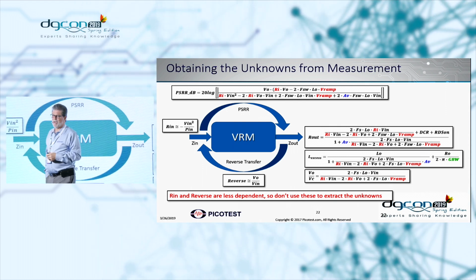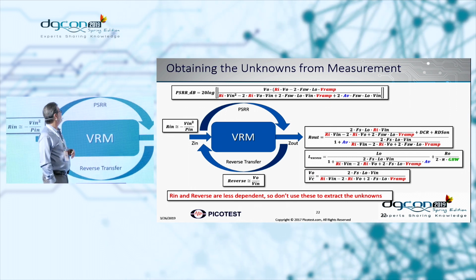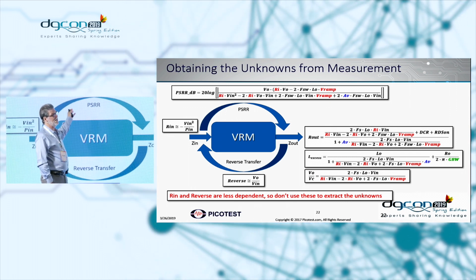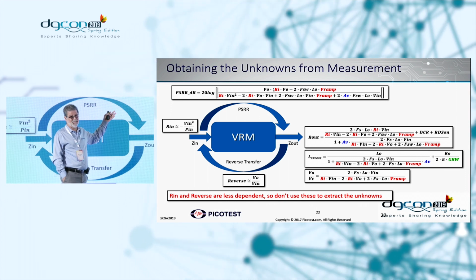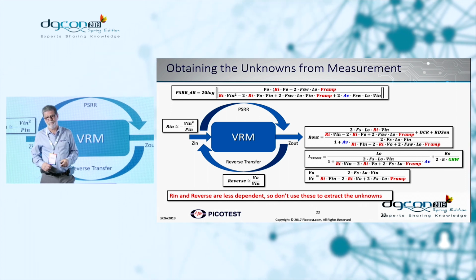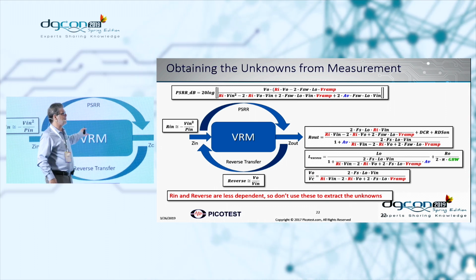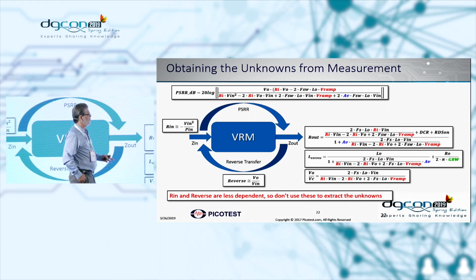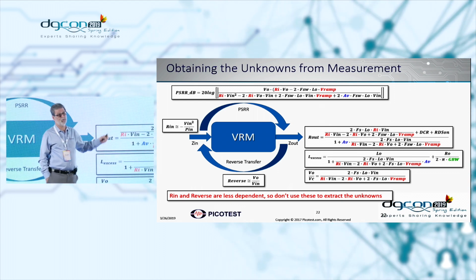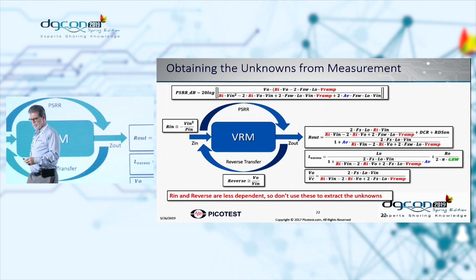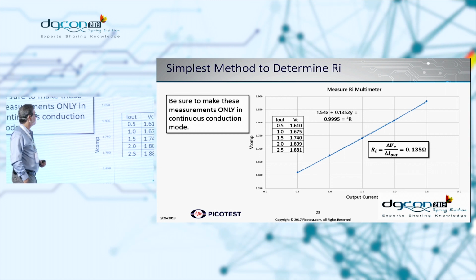I also like to use power supply rejection ratio, and the reason for that is that power supply rejection ratio happens to have tremendous sensitivity to the voltage ramp. So I like to use those two, but you can use any two of these equations you want because every one of them includes both of those terms. Two equations, two unknowns, it's solved.